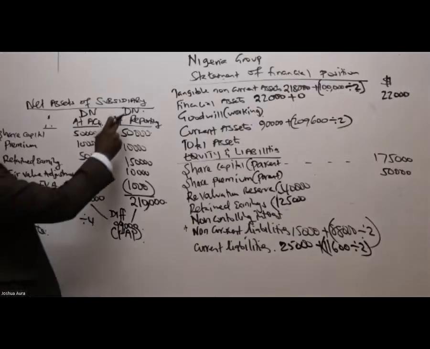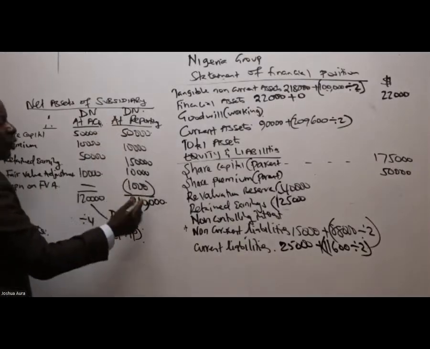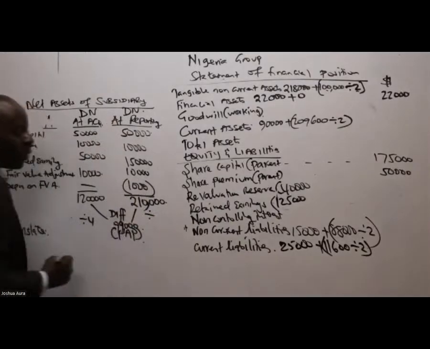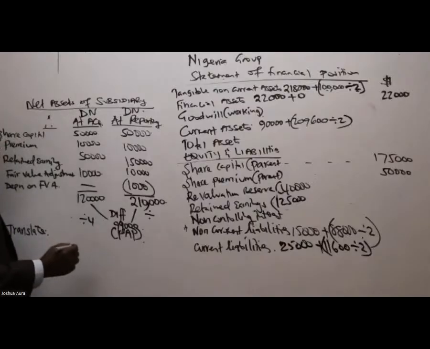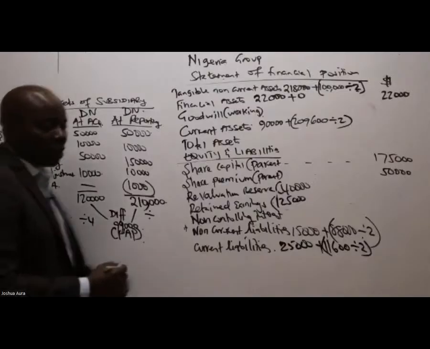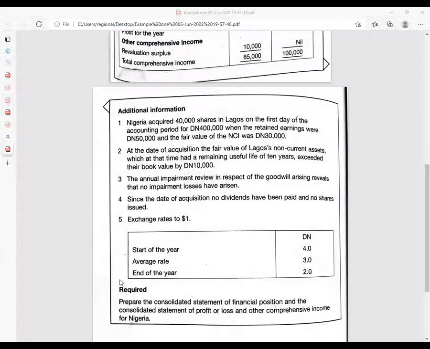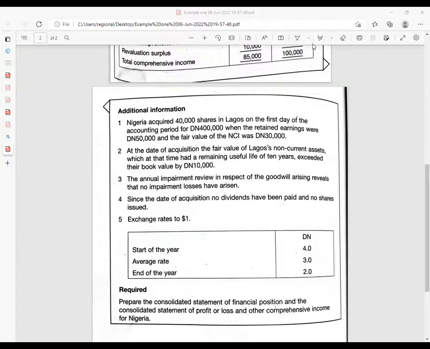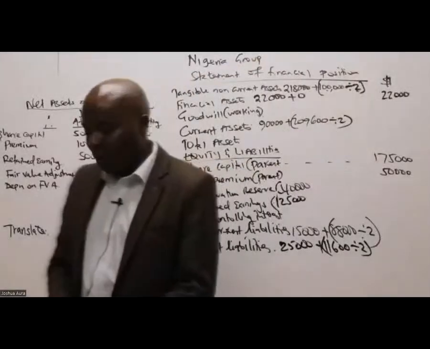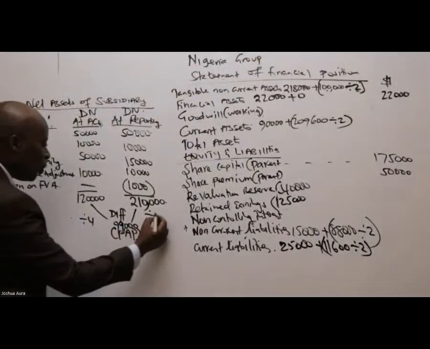And then we have net assets at reporting. So for this one, use the closing rate. Do we have the closing rate? Oh, yes, we do. They have given us the end of the year. This is the closing rate. The closing rate is 2.